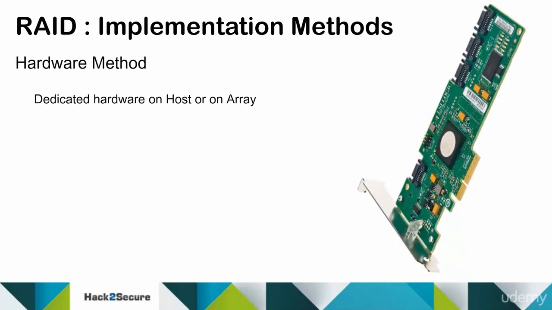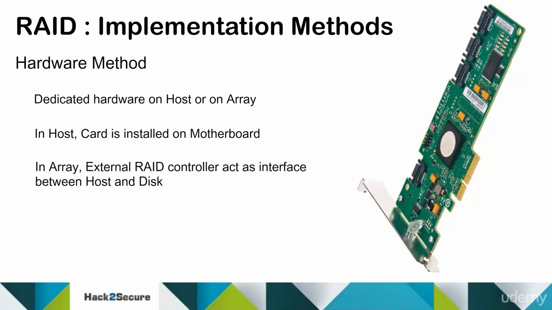Hardware RAID uses a specialized hardware controller either on the host or on the array. In host-based implementation, the controller card is installed on the host or on the motherboard itself. Disk drives are connected with these controllers. On the other hand, in external array-based implementation, an external RAID controller acts as interface between host and disks. So, here the RAID controller presents storage volumes to the host and the host manages these volumes as physical drives.